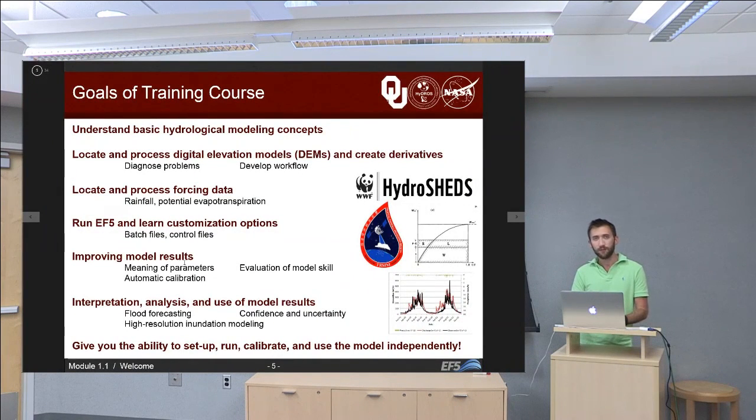The goals of the training course are to understand basic hydrological modeling concepts, to be able to locate and process DEM data and create derivatives from those. We also hope to teach you how to diagnose problems in DEMs and to develop a workflow that you can use at home or at work to create your own derivatives. We'll teach you how to locate and process forcing data. In this case, forcing means rainfall or potential evapotranspiration.